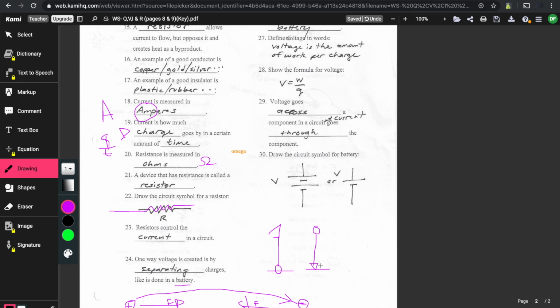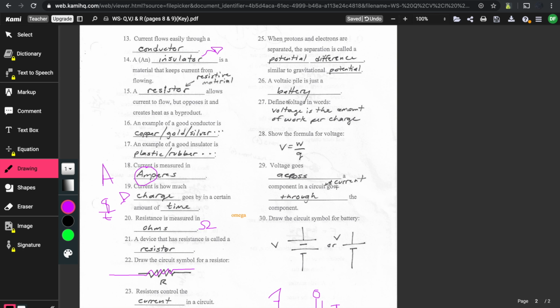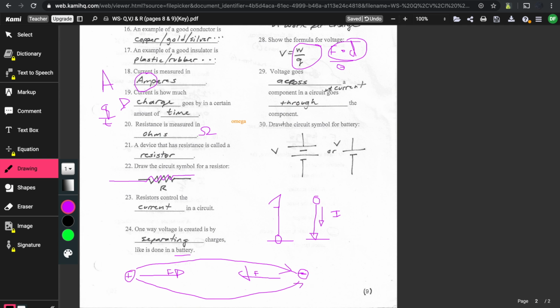Those are actually electrical terms. It causes charge to flow. And if it's flowing, it's called current. So we use the letter I for current. A voltaic pile is just a battery. That's in the video notes. Define voltage in words. Voltage is the amount of work per charge. Voltage goes across a component in a circuit, and current goes through the component. There's a word that got deleted, so make sure you insert current. Voltage goes across a component in a circuit, and current goes through the component.